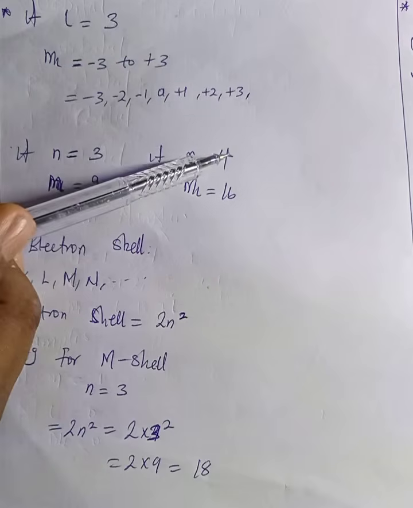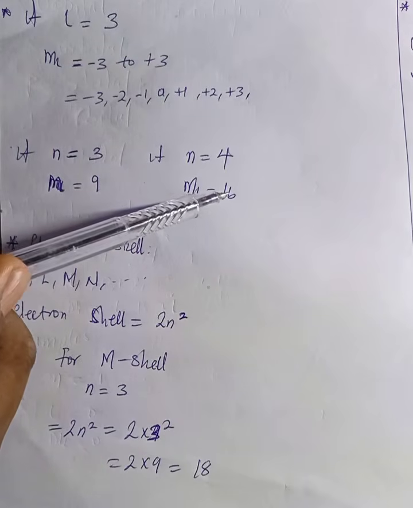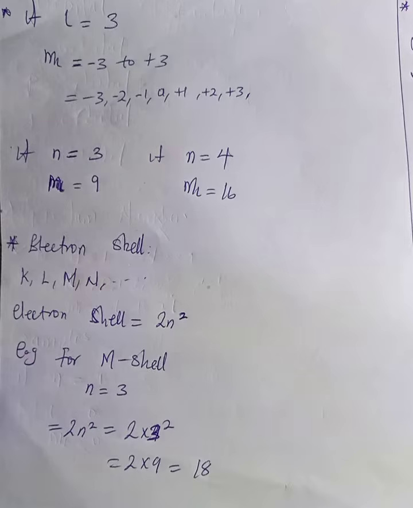If N is equal to 4, what will be ML? The integral values are going to be 16 integral values. Try and write that out.